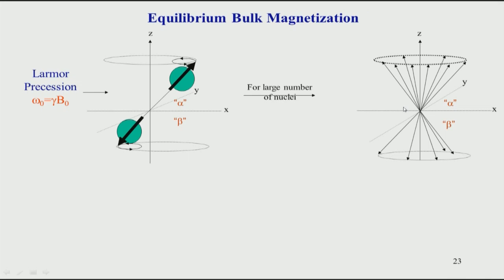Here, each nucleus is shown as an arrow. Although only a few arrows are shown here, in reality imagine that you have 10 to the power 23 or 10 to the power 20 atoms with nuclei which are all like this. Some of them point upwards, those are the nuclei in the alpha state, and remember there are also some in the excited state, that is the beta state, and they are lesser in number because of the Boltzmann principle which we saw, and they point downwards.